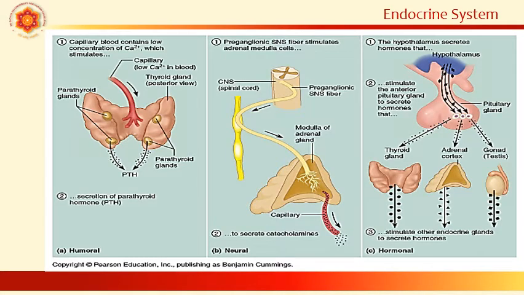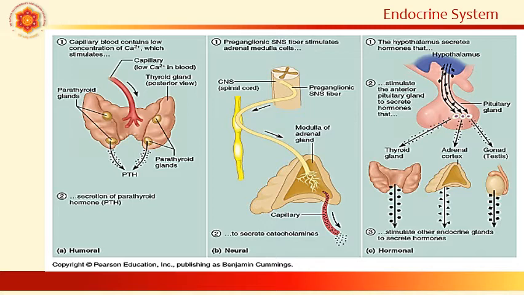Here in this picture, we are seeing the examples of these different control systems. A shows where there is a low concentration of calcium in the blood, stimulating the parathyroid glands and secretion of parathyroid hormone to balance the blood calcium concentration. In B, neural stimulation from the preganglionic fibers to the spinal cord acts on the adrenal gland to secrete catecholamines for the fight and flight responses.